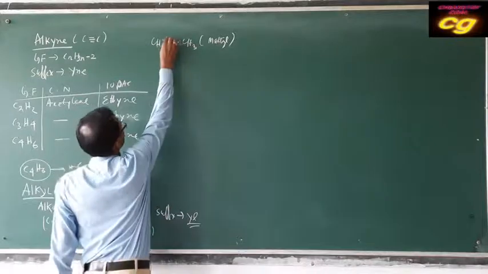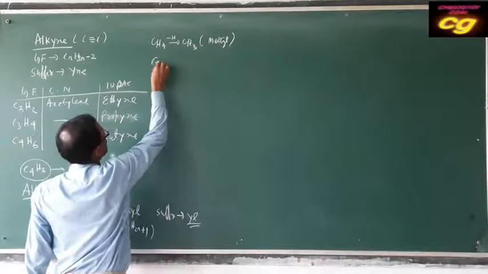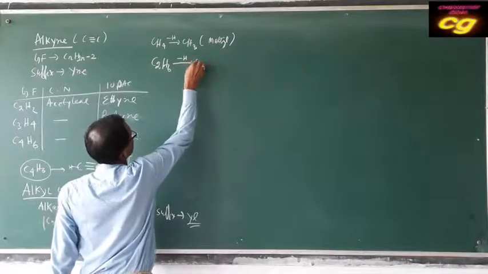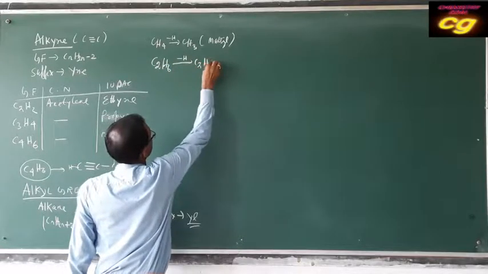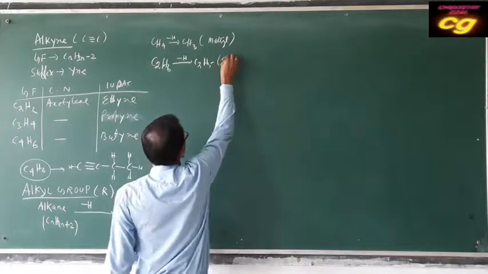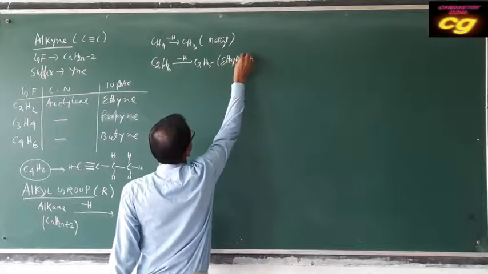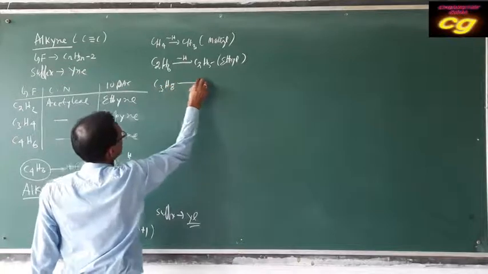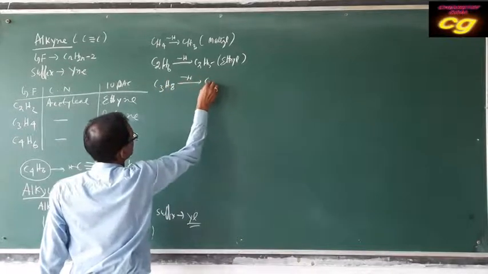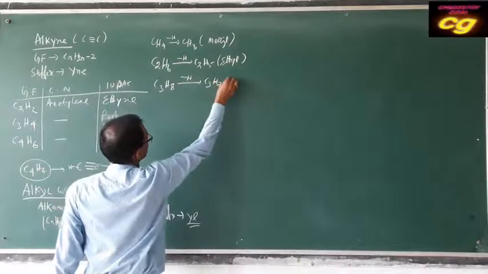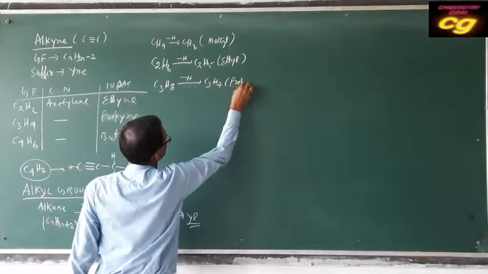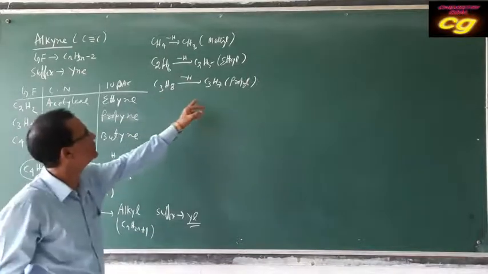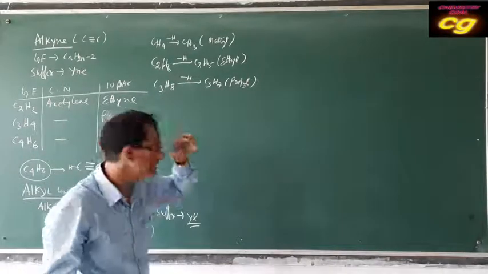When one hydrogen is lost. Similarly ethane, if you lose one hydrogen, becomes C2H5, that is called ethyl. C3H8, if you remove one hydrogen, becomes C3H7, that is propyl. Like this. So methyl, ethyl, propyl, these are called alkyl groups.